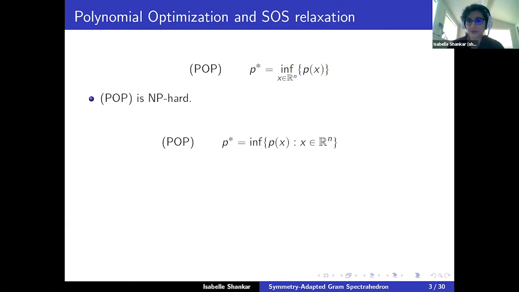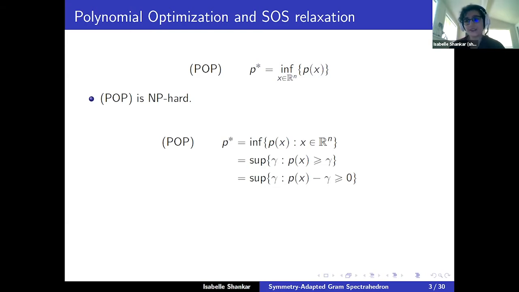So let me reformulate the problem a little bit. If you think about it a little, it turns out this is the same as taking the sup over some number gamma such that p is greater than or equal to gamma. And then of course you can just subtract the gamma over. So now I've changed it slightly. It's an equivalent problem where we're now trying to certify non-negativity of a polynomial.